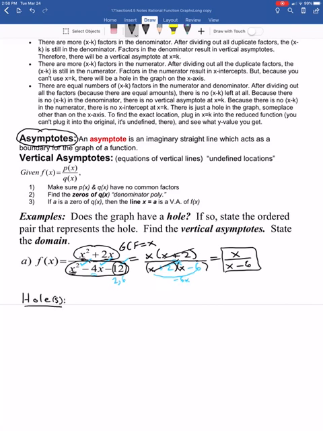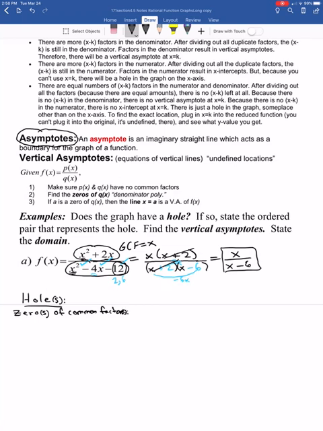Now the holes come from the common factors. They're going to come from the zeros of the common factors. So I'm going to make a note of that. The zeros of your common factor, or factors, depending on how many you have. All right.